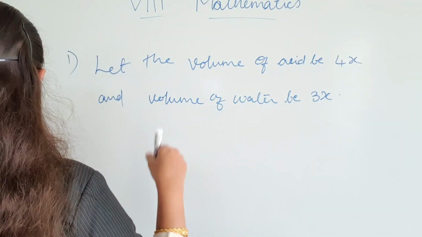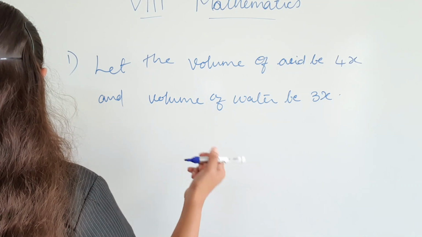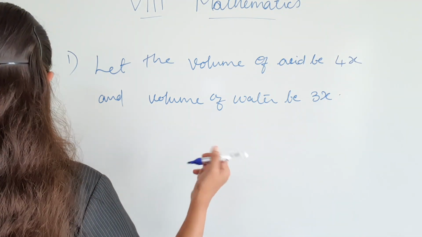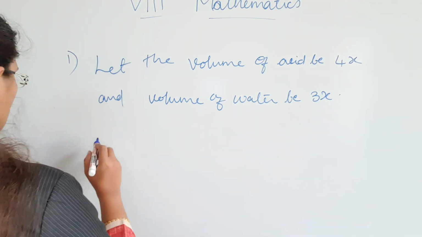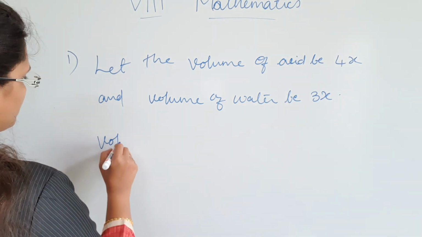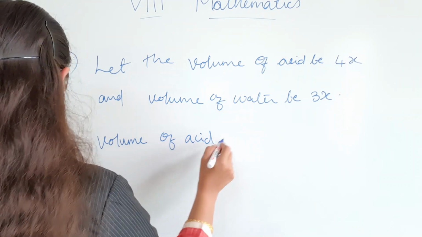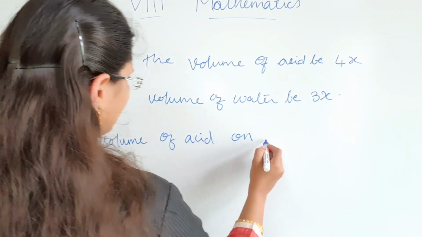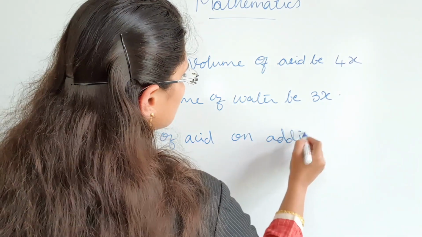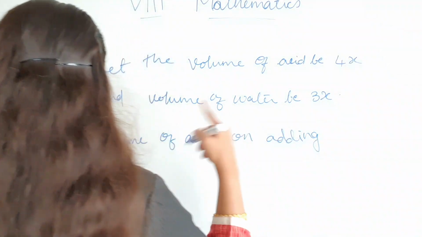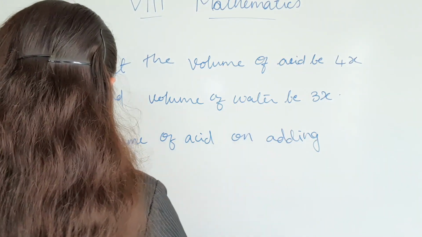On adding 10 more liters of acid, the ratio changed to 3:1. So, volume of acid on adding 10 more liters of acid.